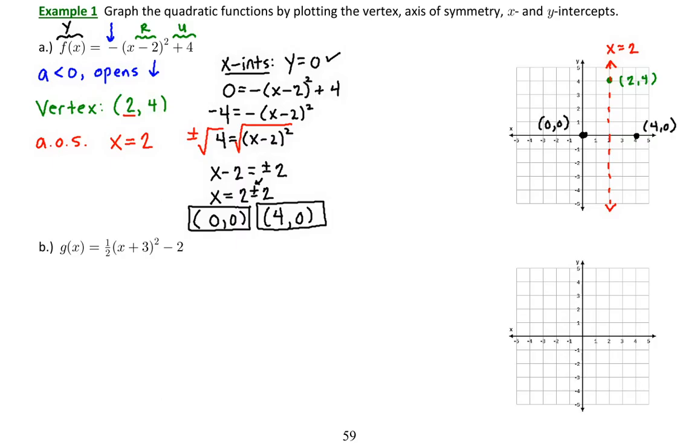Now again, since my x-intercept is also on the y-axis, we don't have to do any additional work to find the y-intercept, because remember, every parabola has exactly one y-intercept, and we already found it from the x-intercept. So we can go ahead and sketch our parabola.